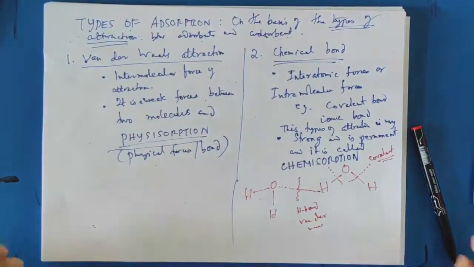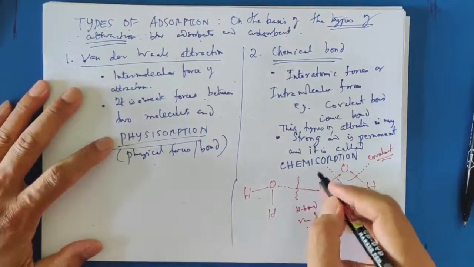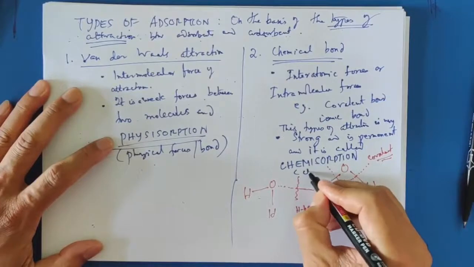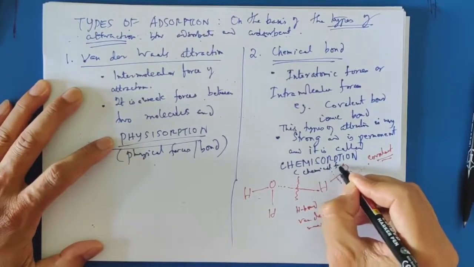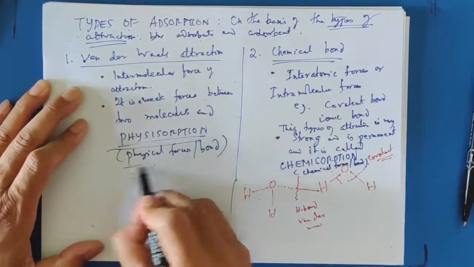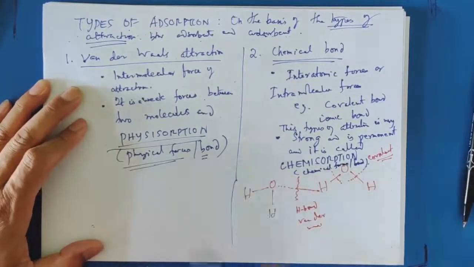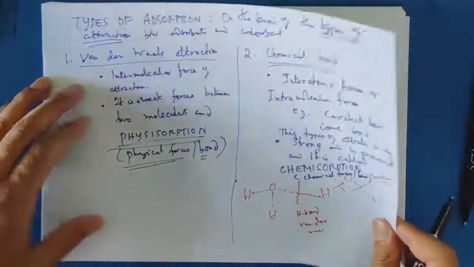Chemisorption. What is the basis? It's because it's chemical bond, chemical forces or bonds. And physisorption is a physical force or physical bond. Next.